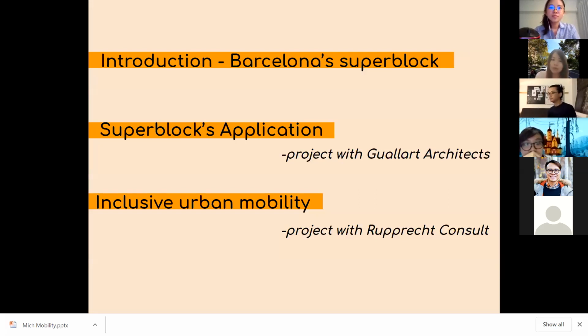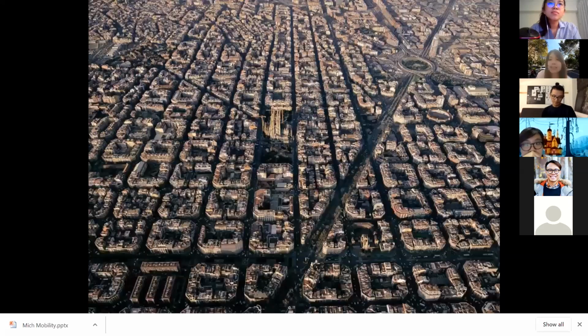And also, moving on from the planning perspective to the policy making perspective, I was also involved in a research project. It's more on policy making, so it's inclusive urban mobility. That is my project during my internship. So I'll start from here.